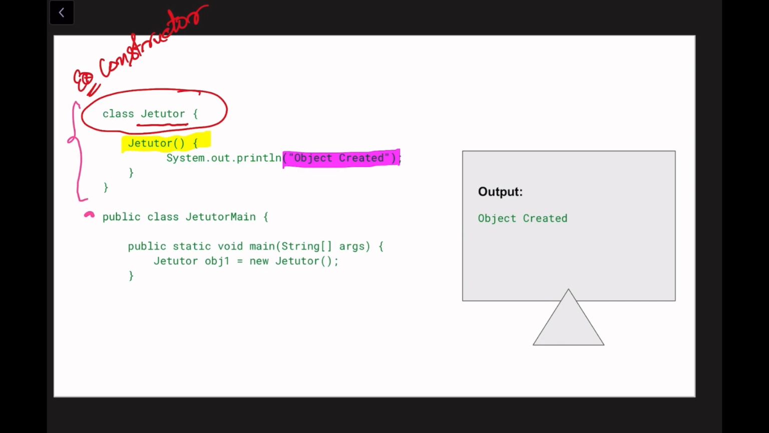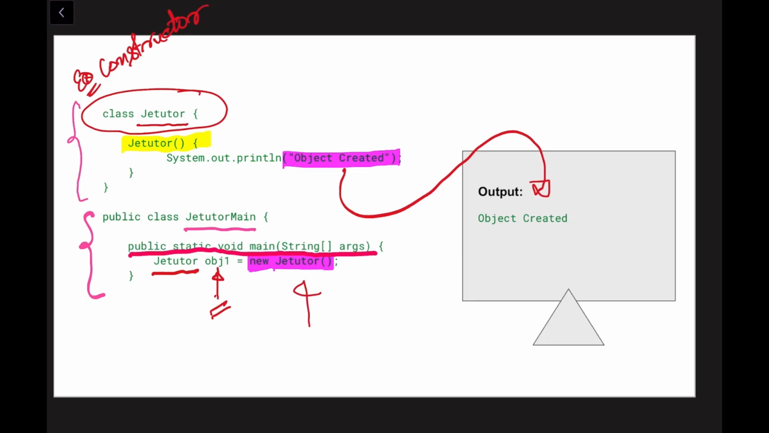Let's see another class. We have the TutorMain class. Inside the class we have public static void main, String array of arguments. Inside the main function, we are creating an object named obj1 with the help of the class Tutor. Once this object is created, this constructor is called with the help of the new keyword, and some memory is allocated inside the heap memory. So this is the output we get when this constructor is called.